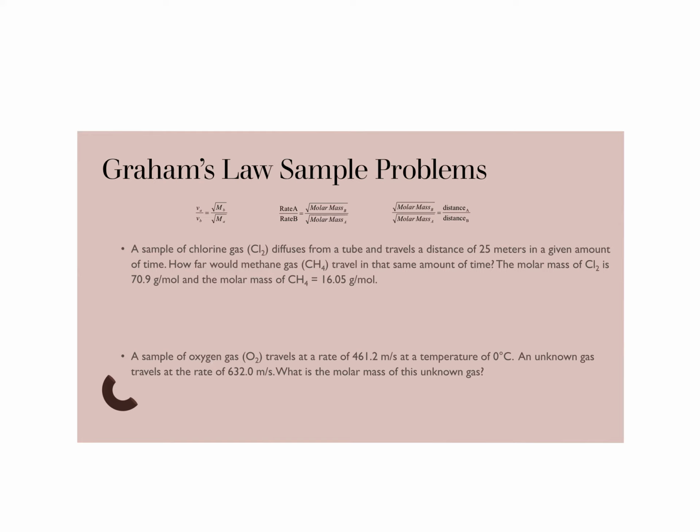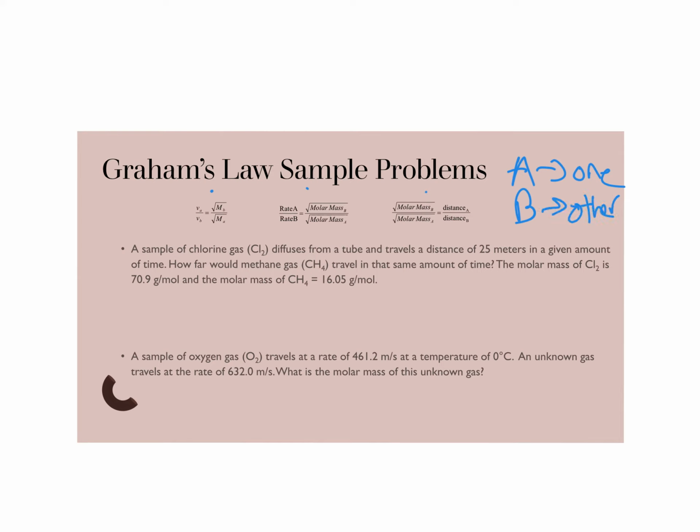Here you can see the 3 different ways you can use Graham's law. The first one, where you're looking at velocity and masses. The second one, you're looking at rates, which is how fast they're traveling per time, and masses. And then the third one is the molar masses and the distance that they travel. You'll notice that there's v_A or rate A or molar mass A. The A and the B don't really matter. They just mean one thing, and then B can be the other thing.